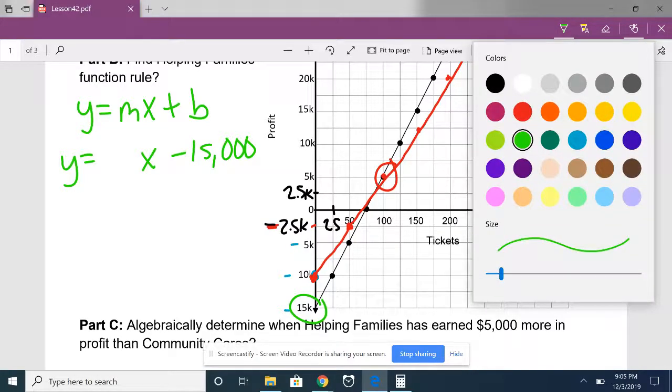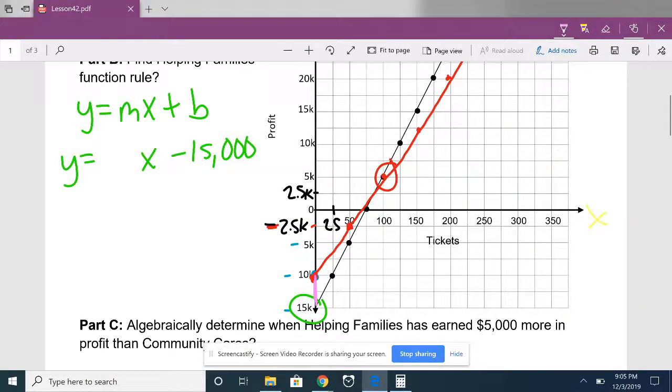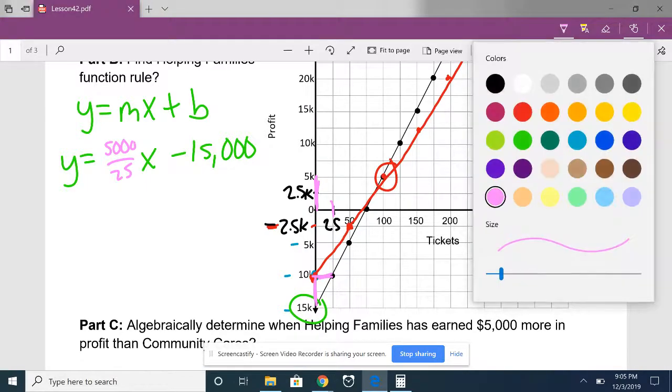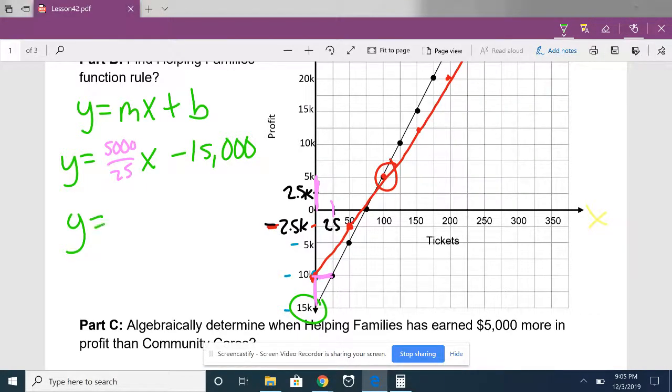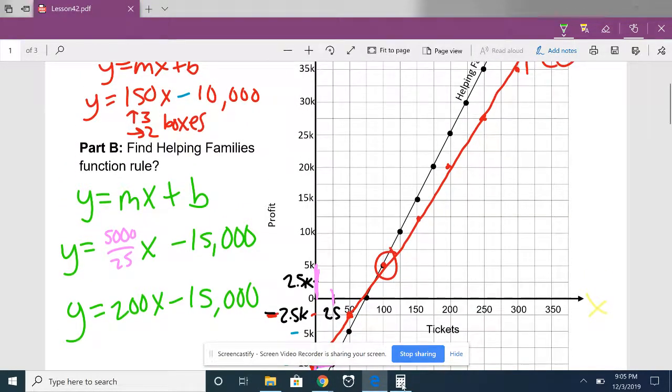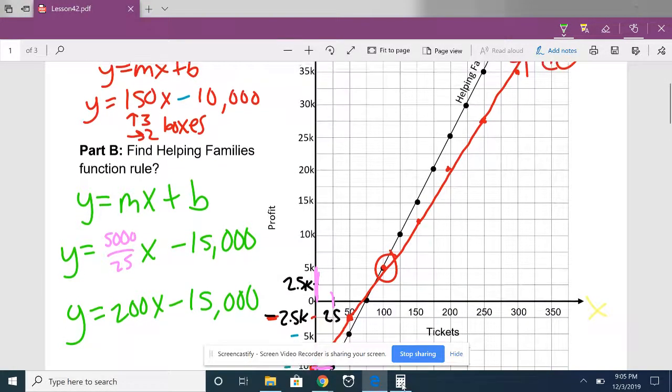So it's going up to the right one. So remember, when I go up 2 boxes, like I go up here, 0 to up 2 boxes is 5,000. To the right one, remember right one is 25. So it's 5,000 over 25. 5,000 divided by 25, when I put that in the calculator, is 200. So I have my function rule for A, I have my function rule for B.